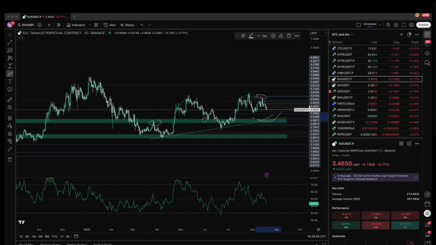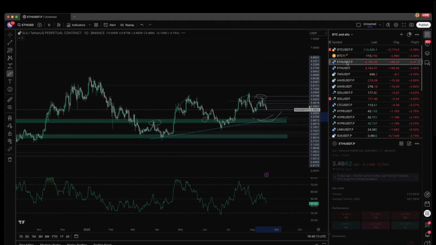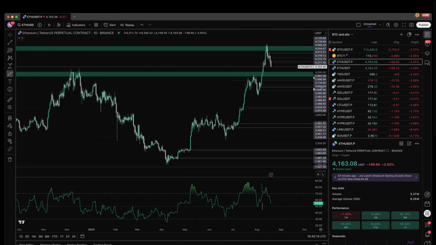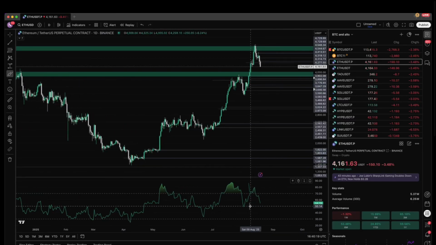RSI considered as reset once it crosses the 50 level. There's no rule of thumb for that, but I would say the way I consider it is the following. Let me show you ETH as an example. Whoa, it's nuking. We did have a daily bear div on ETH right here, right? We discussed this 4K area resistance zone, daily bear div, right? And we set no more entries here.